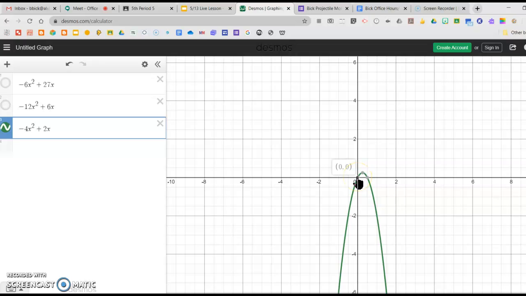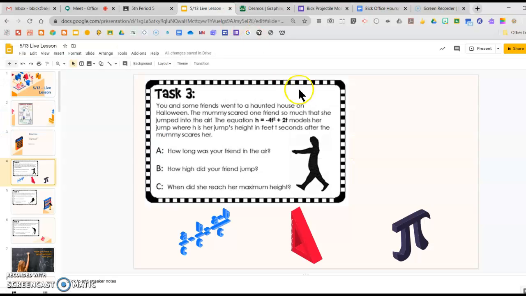So at 0 seconds, she was standing on the ground. Then she jumped, and her highest point was at 1/4 of a foot, and that was 1/4 of a second. And then she landed 1/2 second later, and she's back on the ground. That's why her y value is back to 0. Okay, so let's look at the questions.